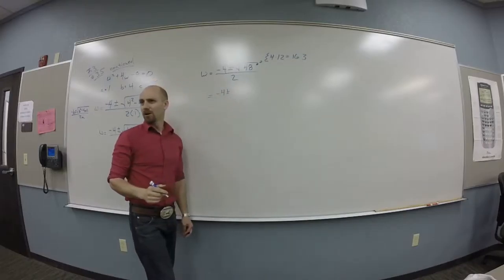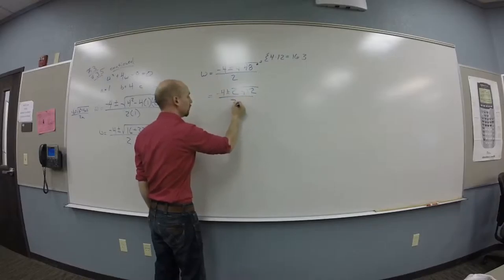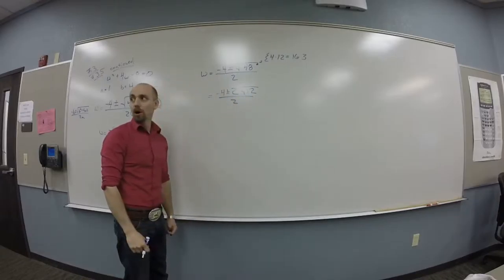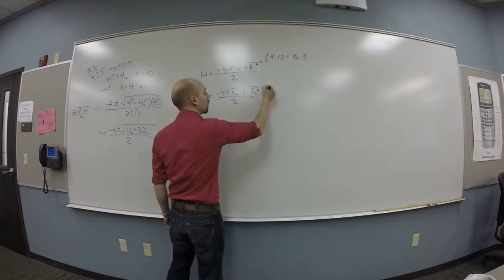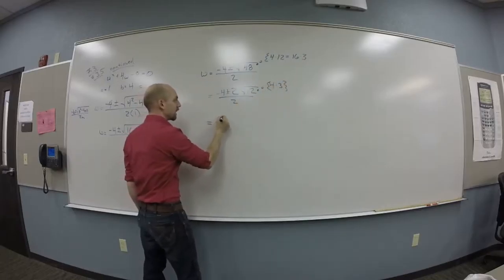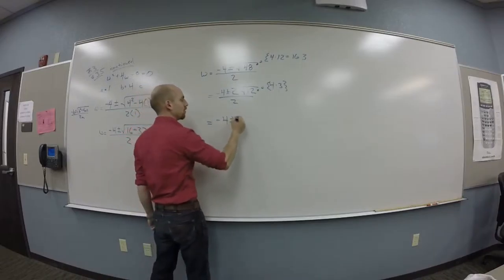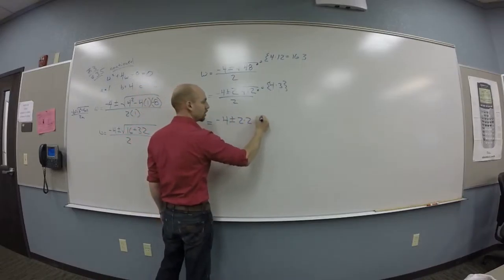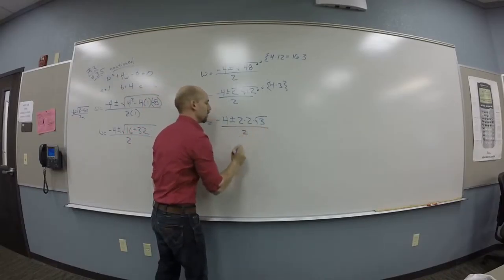What's the square root of 4? 2. 2 times the square root of 12 over 2. Oh, and then 12 I can do better, right? So I might look at 12 and think that's 4 times 3. So this is -4 plus or minus 2 times 2 times the square root of 3, right? Did you all see that? Over 2.